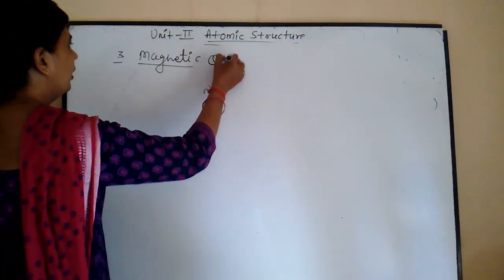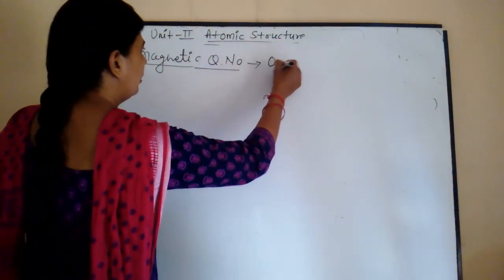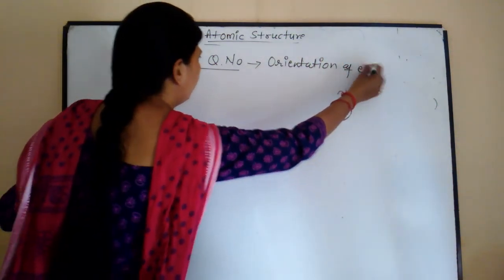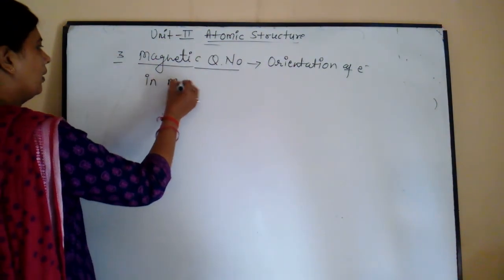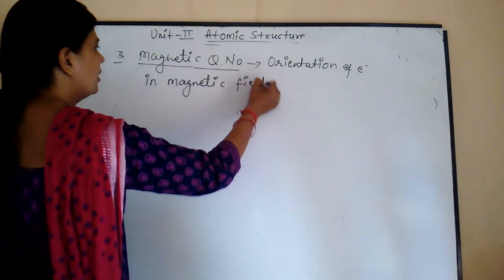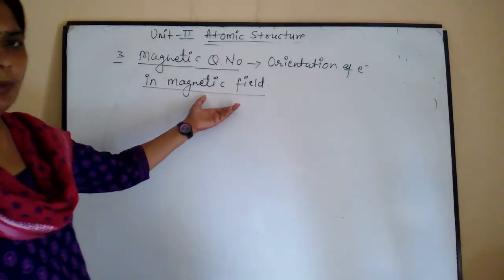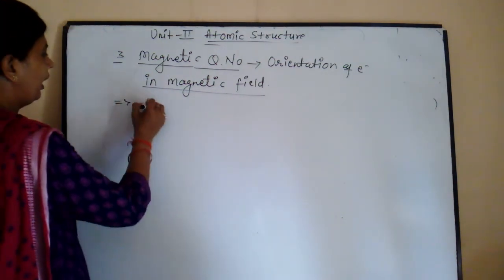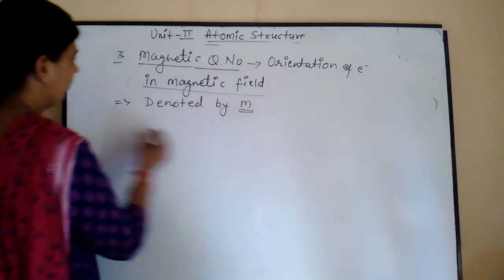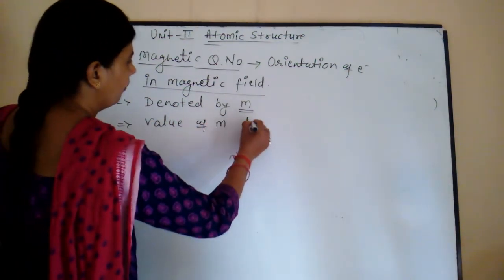Magnetic quantum number. The magnetic quantum number expresses the orientation of the electron in a magnetic field. Indirectly, here we prove the types of orbitals. It is denoted by m.